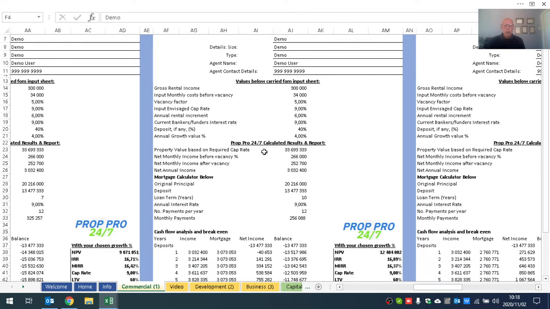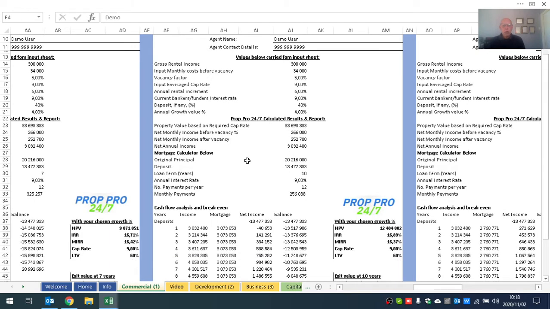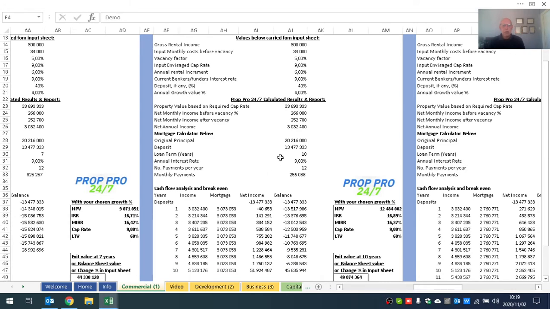Below that is the value of your property based on the required cap rate, which you have input at 9%. Your net monthly income before vacancy, after vacancy, your net annual income. Below that, we have auto-calculated your mortgage based on the 40% deposit, which the prospective client would like to input at this stage, the term 10 years, annual interest rate at 9%, and that's what the monthly repayment would be.